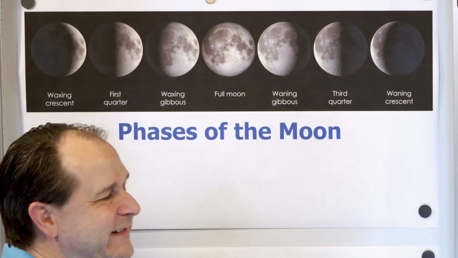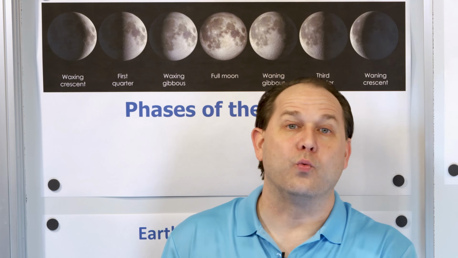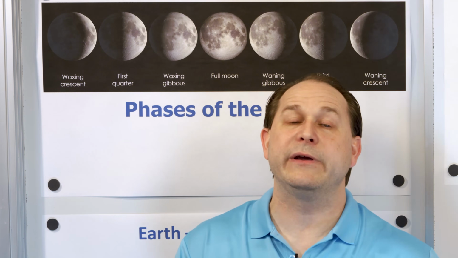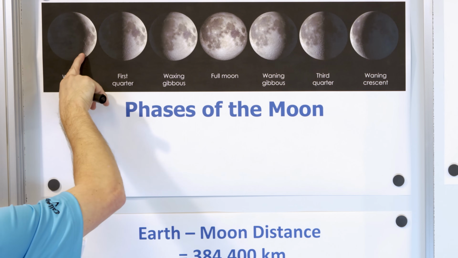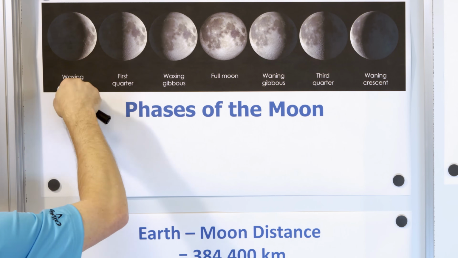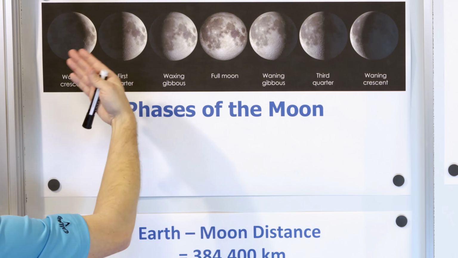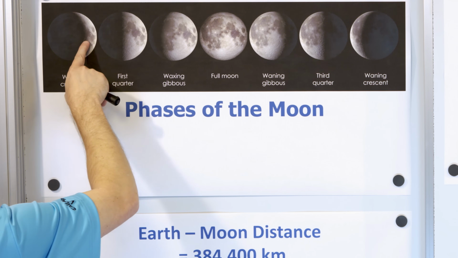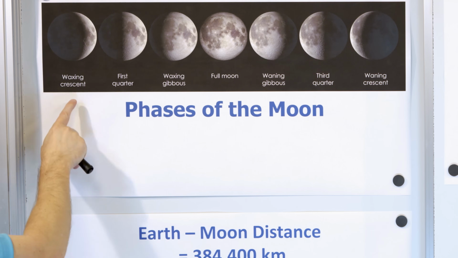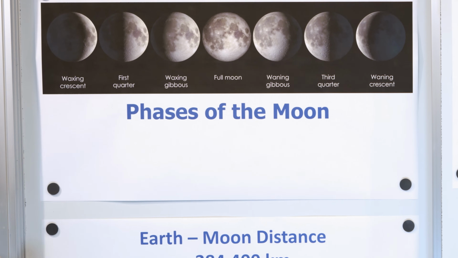Now, the word waxing means to get bigger. The word waning means to get smaller. So now we can put it all together. We have a waxing crescent. That means a crescent which is getting larger each day. As we go through the day-night cycles, every time you look at the moon on subsequent days, it's more and more illuminated, so it's getting bigger. That's what the word waxing means.